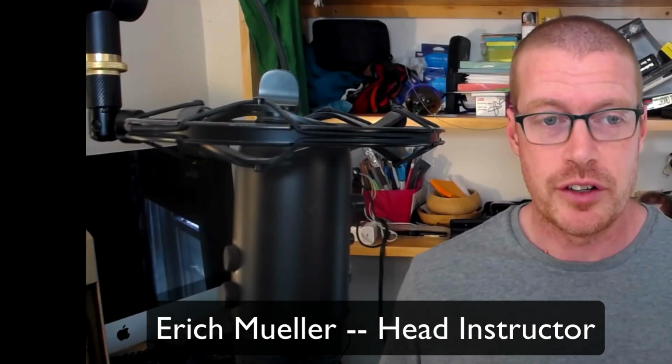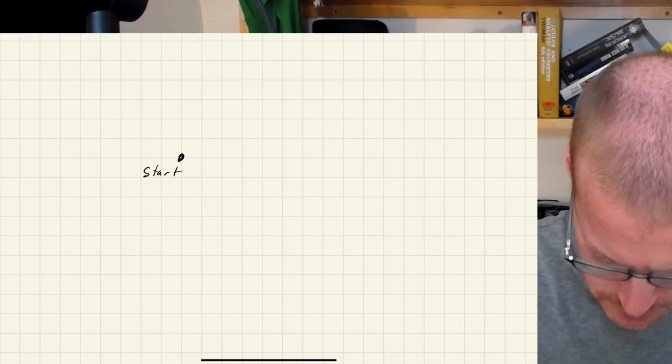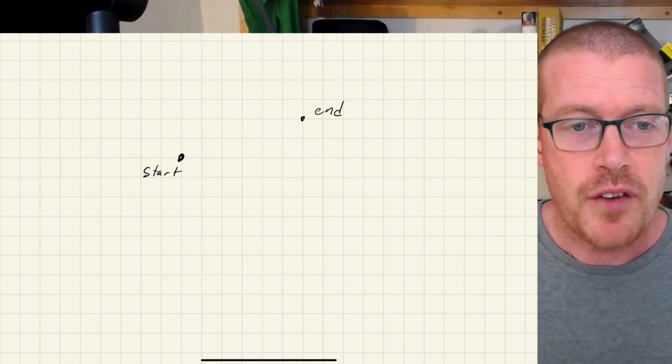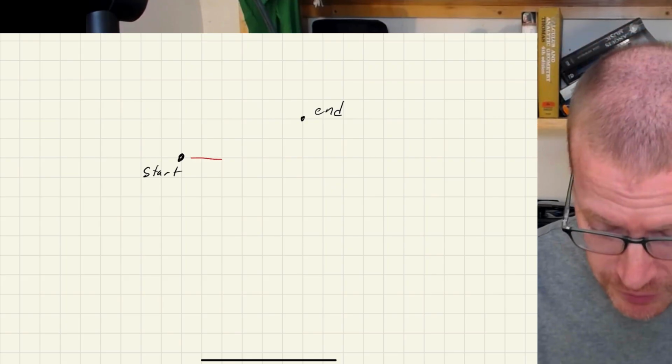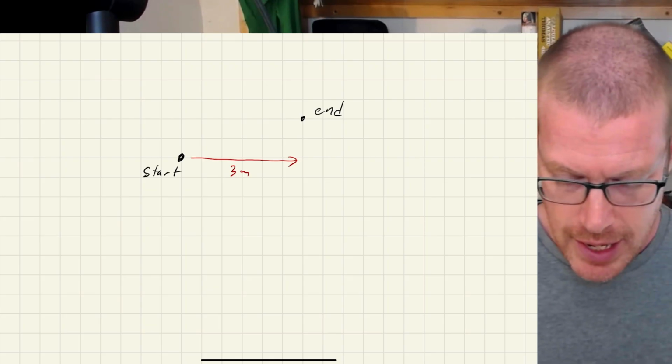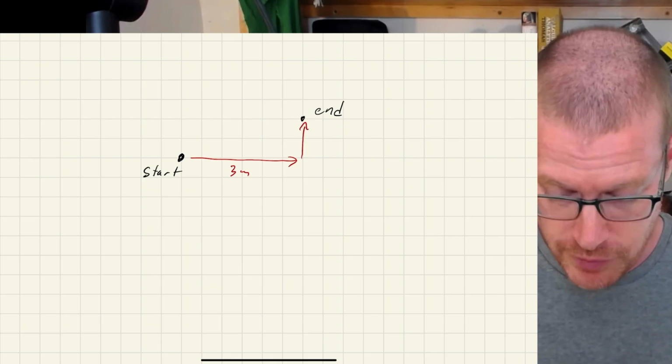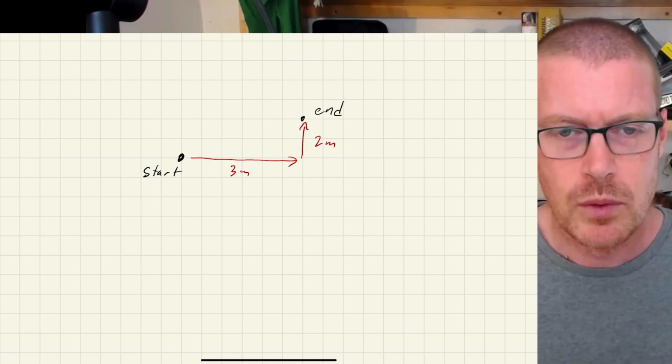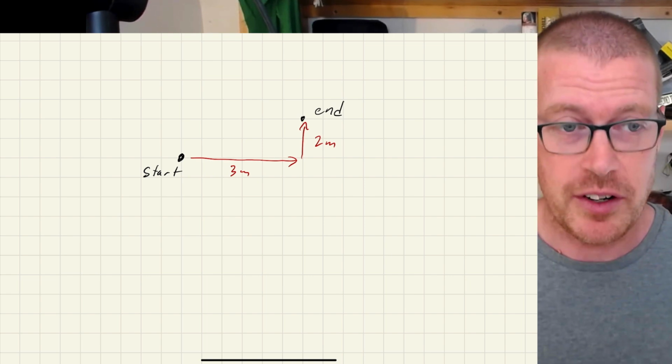Position is a vector. I need to tell you both how far east I am and how far north I am. Displacement is the difference between positions, so it must also be a vector. If I walk 3 meters in the x direction and 2 meters in the y direction, what is my displacement vector?